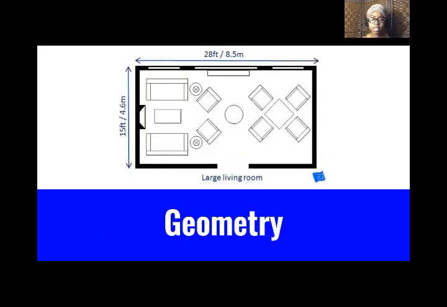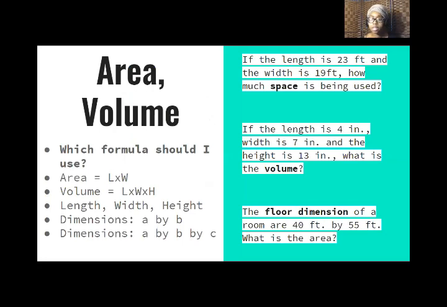All right, and now let's look at geometry. Geometry has a bunch of different formulas that we need to apply. And what you really need to ask yourself is which formula should I use based on the values that I'm given. Okay, so we're just going to talk about area and volume in this video, but like I said, there are plenty of different formulas in geometry. So for area, the formula is length times width. And for volume, the formula is length times width times height.